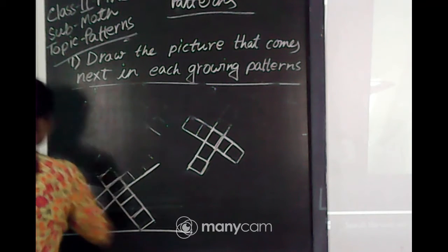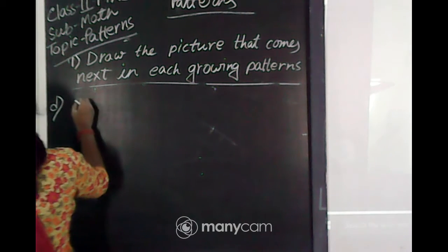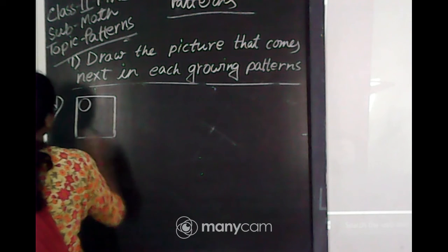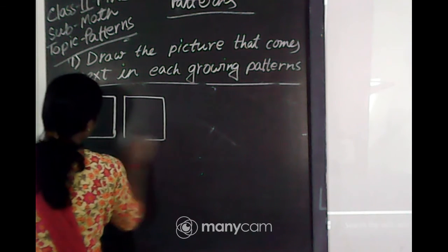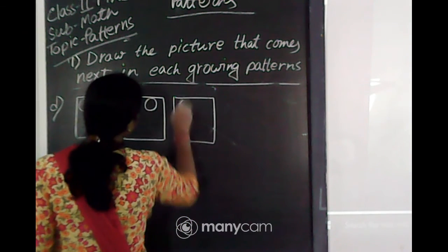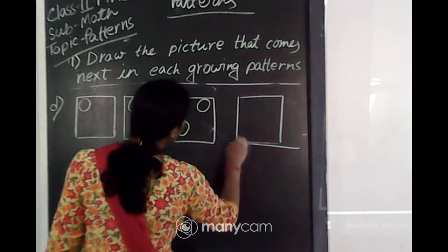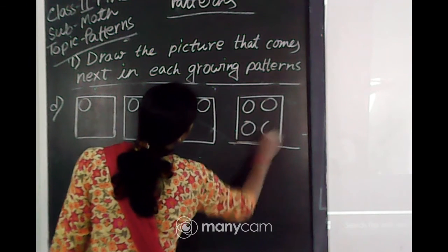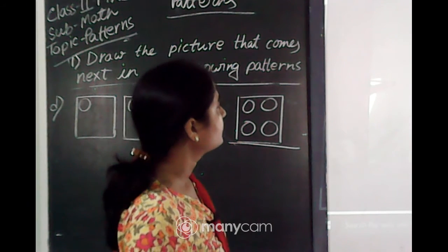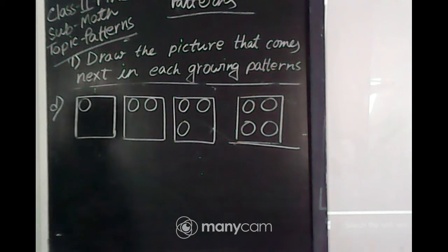Okay, this is number D. Draw a square and one circle, and the next pattern, square, 2 circles, and draw a square, 3 circles, and what will be the next? Draw a square and 4 circles. Puttushna, why you? Yes, Oshmi, very good.